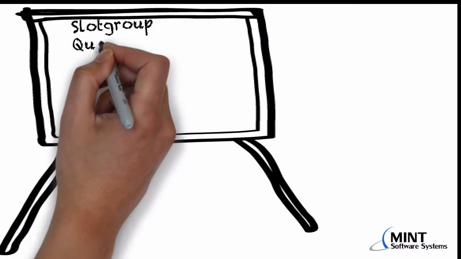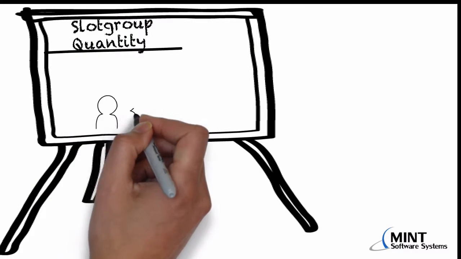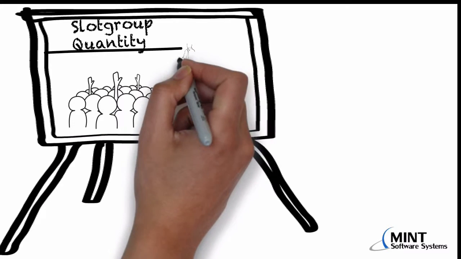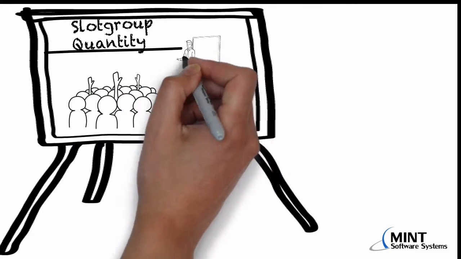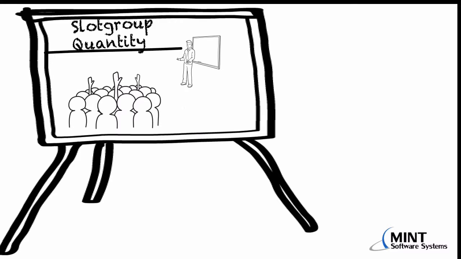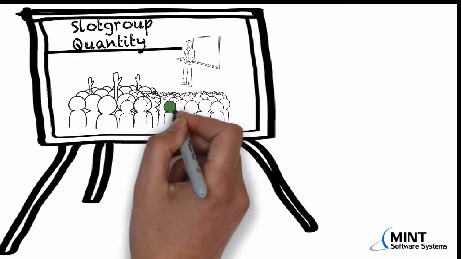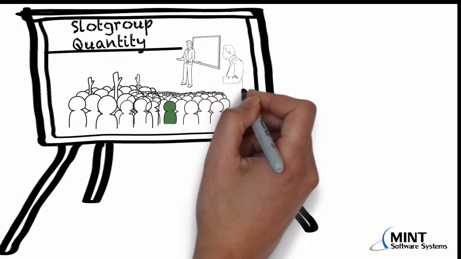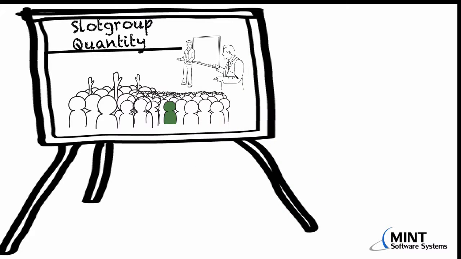Now we want to talk about slot group quantity. Let's assume we have here some trainees and we have our instructor teaching these trainees. But what if we have many more students? In this case, it might be necessary to have an additional instructor. So the number of instructors may depend on the number of trainees. And I want to show you how this can be done in Mint.